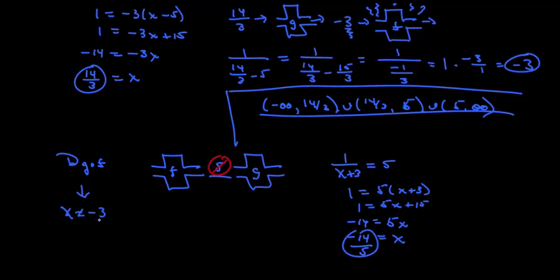So how would I write that? Well, negative 14 fifths is just a little bit more than negative 3. So that'll be negative infinity to negative 3, union negative 3 to negative 14 fifths, union negative 14 fifths to infinity.